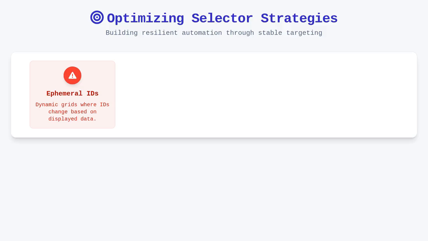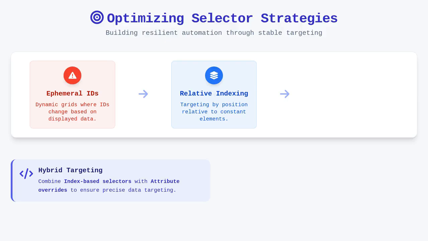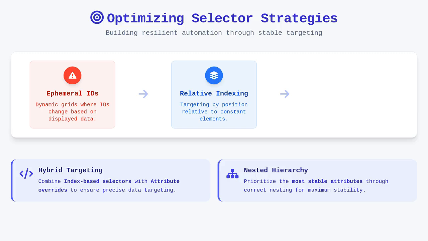Optimizing selectors also requires understanding when to use relative indexing, especially in tabular data or repeating lists. When you are scraping or interacting with a row that exists in a dynamic grid, the row ID often changes based on the data displayed, but the position relative to other elements remains constant. You can combine index-based selectors with attribute overrides to ensure that you are always targeting the correct data point. By nesting these selectors correctly and ensuring that priority is given to the most stable attributes, you architect a solution that survives the transition between different environments.